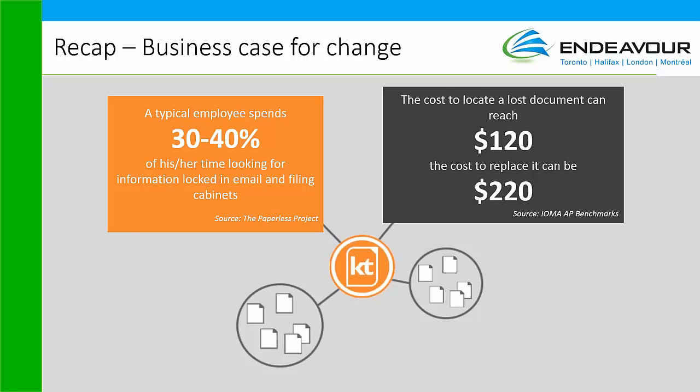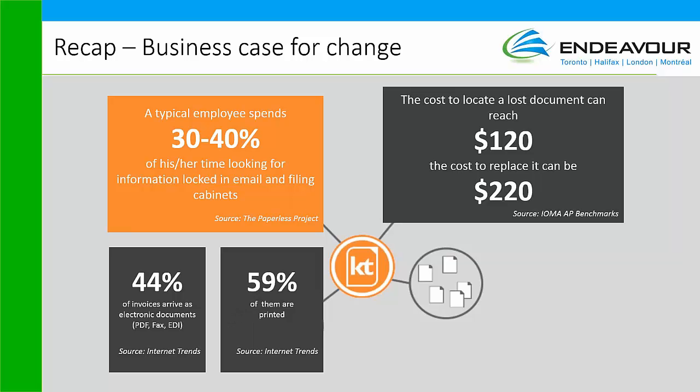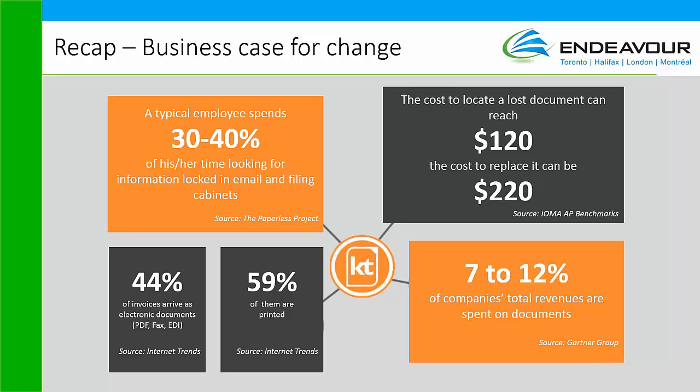There are things that you don't have line items for. You've got line items for all of those invoices that we just looked at. What you probably don't have line items for are the time that an employee spends looking for documents, the cost it takes to reproduce those documents if they can't be found, and the fact that we're printing nearly 60% of the paper that we do receive. The bottom line is that it can cost organizations 7 to 12% of their total revenue. That's according to Gartner Group.